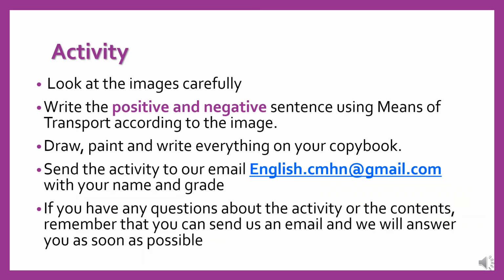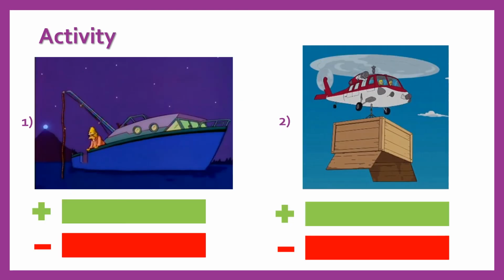Here is the activity. Look at the images carefully. Write the positive and negative sentence using means of transport according to the image. Draw, paint, and write everything on your copybook. Send the activity to our email english.cmhn@gmail.com with your name and grade. If you have any questions about the activity or the contents, remember that you can send us an email and we will answer you as soon as possible. Remember, you have to draw, paint, and write everything on your copybook, and also write the positive and negative sentence of each image.